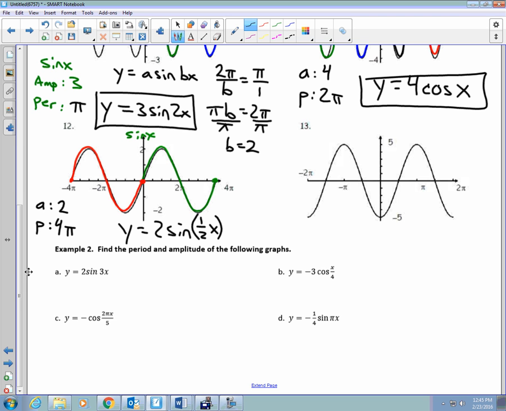Sine or cosine? What's different about this? It's upside down, and when things flip upside down, what do we put in front? A negative. What's the amplitude? 5. But you're right, we will put a negative 5 in front, and then the period is 2 pi. So it completes one cycle in 2 pi. So therefore, we have y equals negative 5 cosine of x.